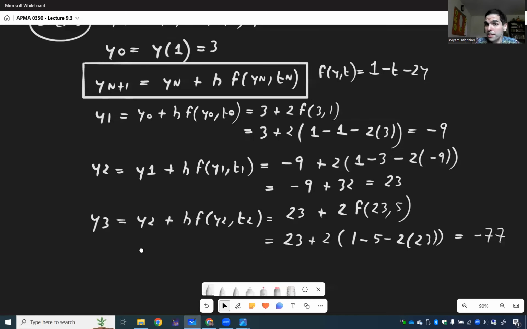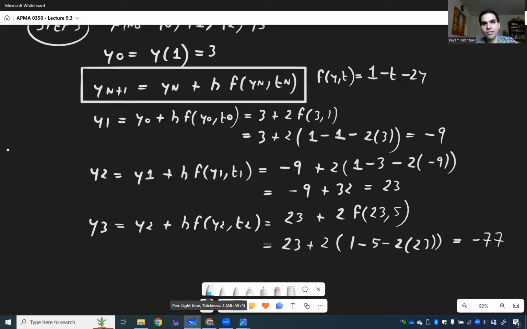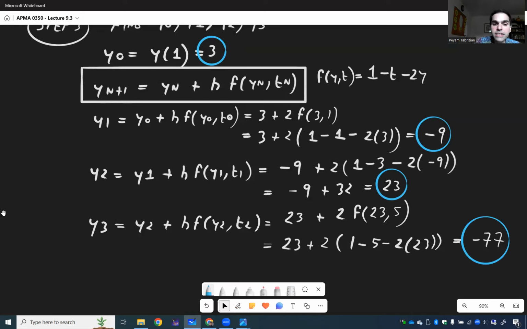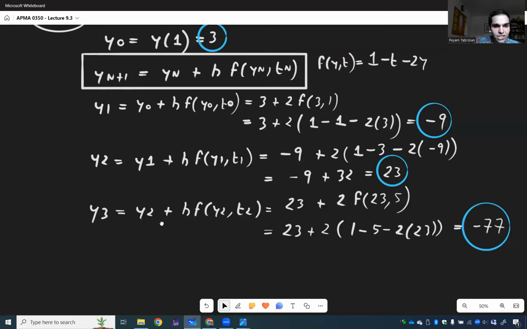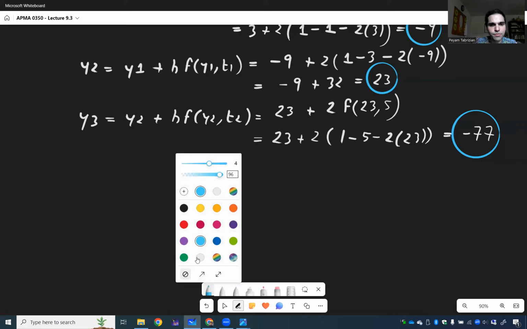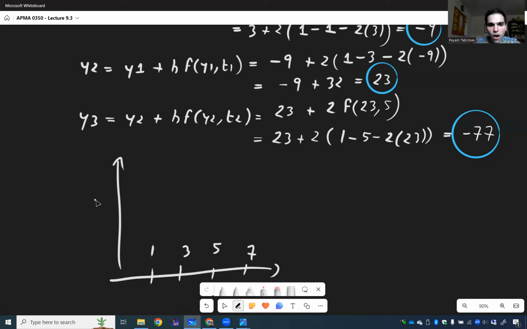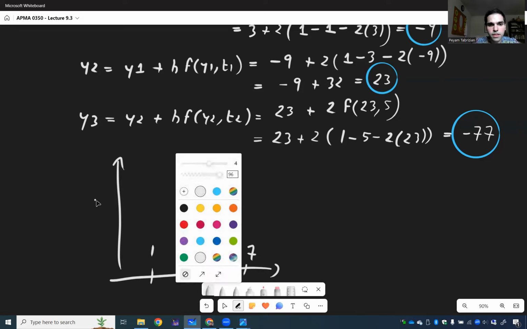There's something a bit strange, actually, if you notice. That's why it's important to think critically of your work, because our values are 3, minus 9, 23, and minus 77. So if you actually plot this, of course, the plotting is optional, but still interesting, if you plot the values at 1, 3, 5, 7, you actually see that they oscillate like crazy.